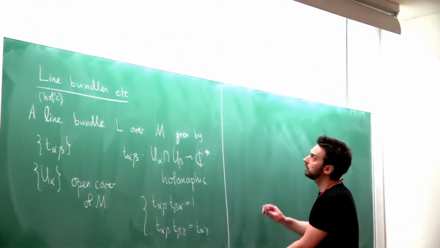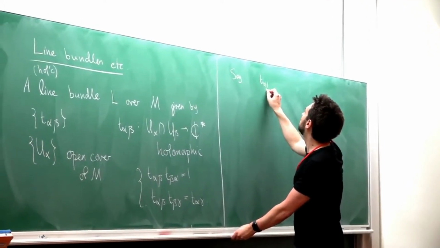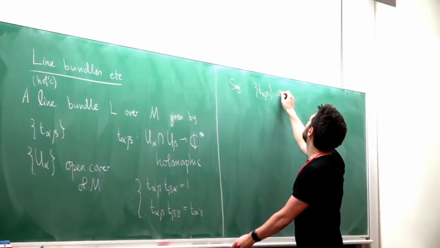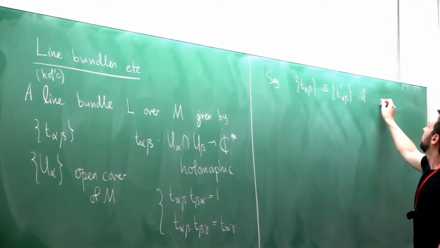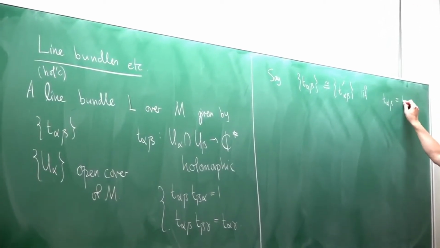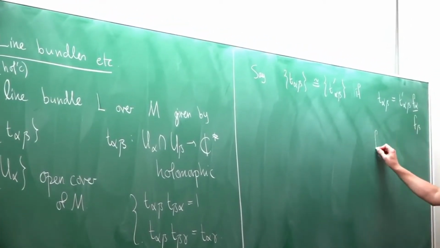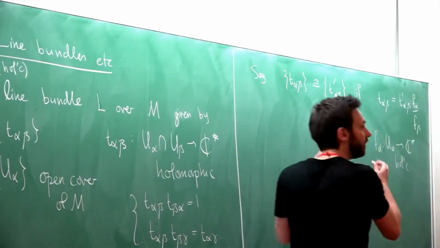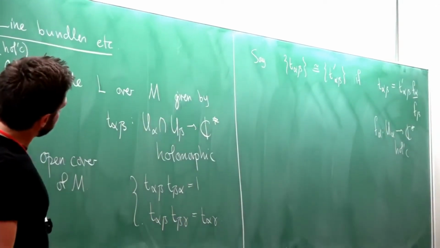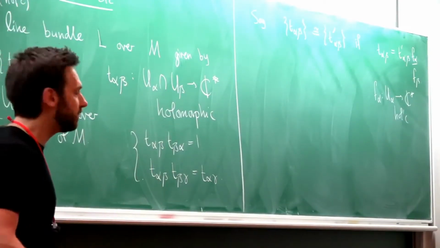And then we can say that T alpha beta is the same as T prime alpha beta if you can write T alpha beta as T prime alpha beta times F alpha over F beta, where F alpha maps from U alpha to C star holomorphically. So there's a notion of equivalence of line bundles. Strictly speaking, you also need to be able to go to refinements of covers, but I'm not going to get into that.